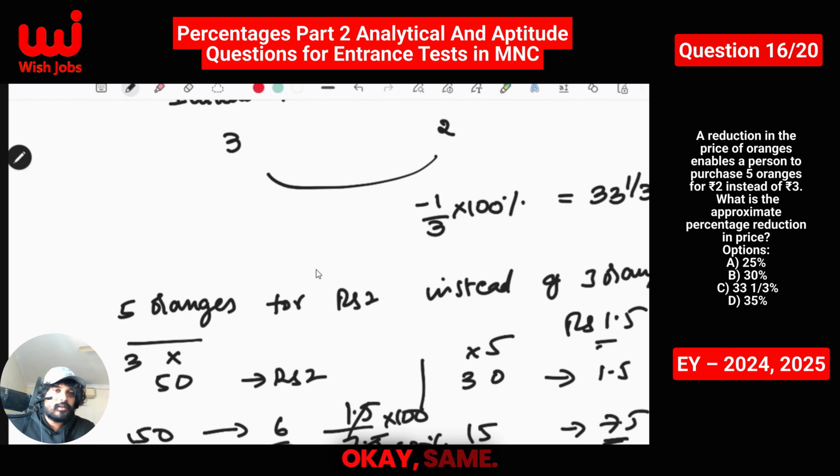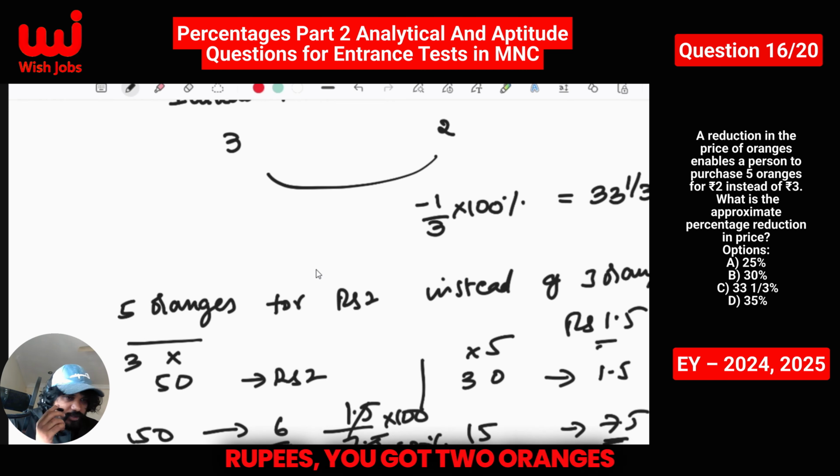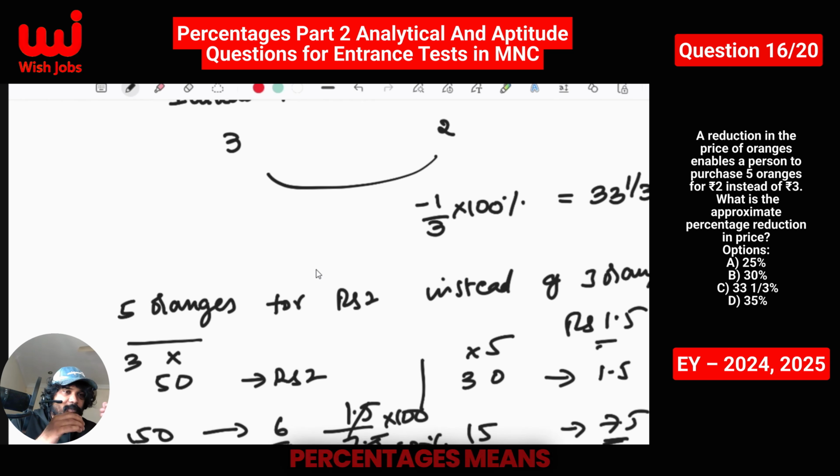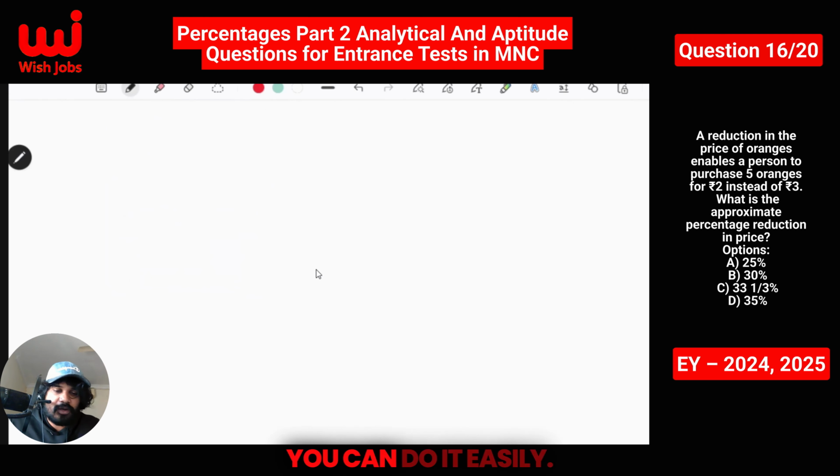Same, because suppose I am getting a dozen apples at this much price previously, now I'm getting only 6 apples at this much price. You cannot differentiate between 12 apples and 6 apples. First, the quantity should be the same. In our question, the quantities are the same, that's why we are directly taking the reduced price and using the normal percentage value. But if the quantities are different, like someone is saying I got 5 oranges for 2 rupees, you got 2 oranges for 3 rupees, then you cannot equalize. Percentages mean the ratios should be equal. If the ratios are not equal, then you will not get the right answer. But here in this question, with the same quantities, you can do it easily.